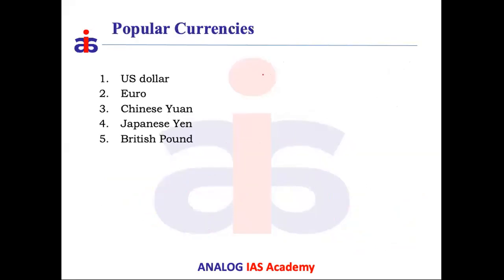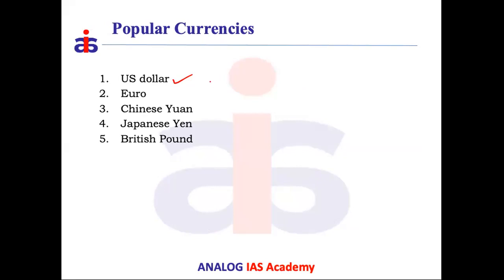What are the popular currencies in the world? Do you think the Indian government is dealing with all the countries and maintaining all the countries' currencies in the world? No, only some of the countries' currencies are maintained by the government. So what are the popular currencies in the world? You can see the most popular currency in the world is the US dollar. The US dollar is accepted by any country in the world as a mode of payment. Most of the countries in the world do accept the US dollar as a medium of exchange.